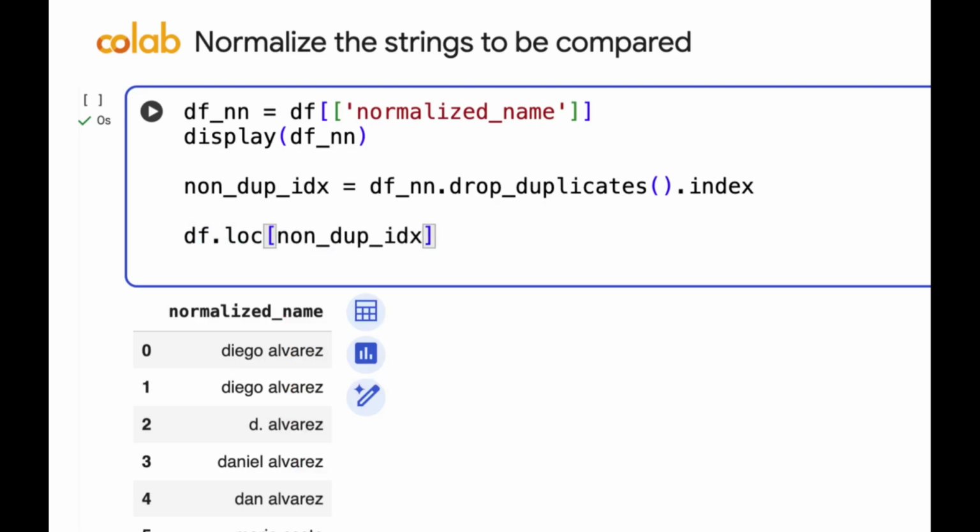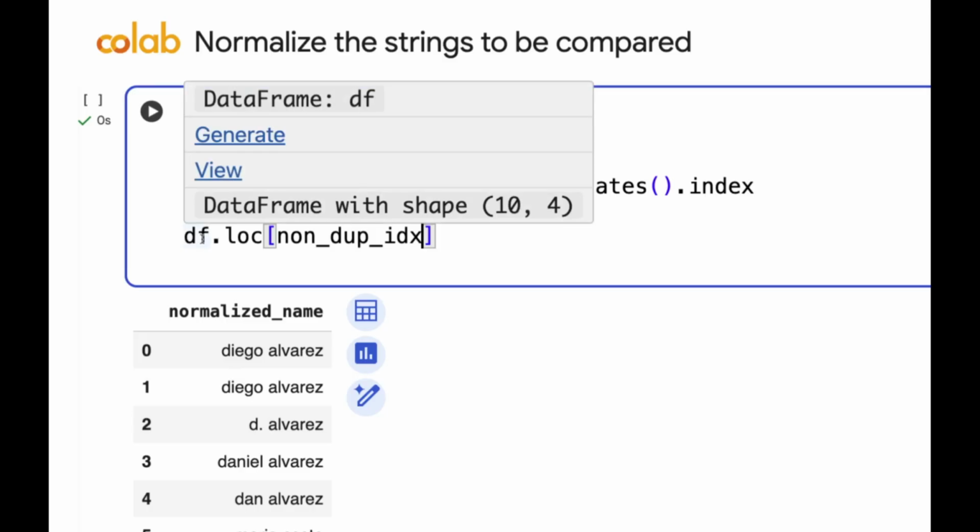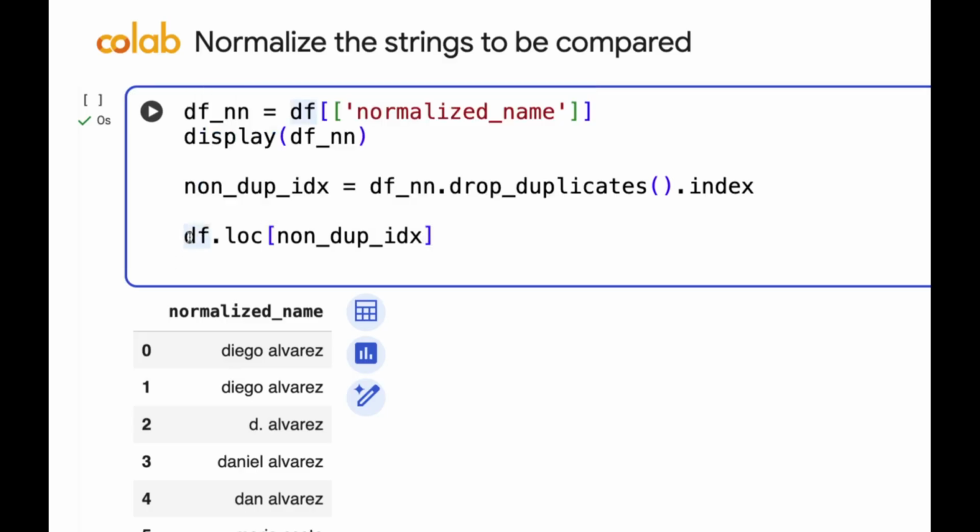Right? So I'm going to use df.loc because that takes rows, right? And then which rows am I going to take? Well, that's the non-duplicate row indexes, right? Which we obtained after dropping the duplicate rows. And then this one is going to give us a data frame that removed the duplicates after normalization.